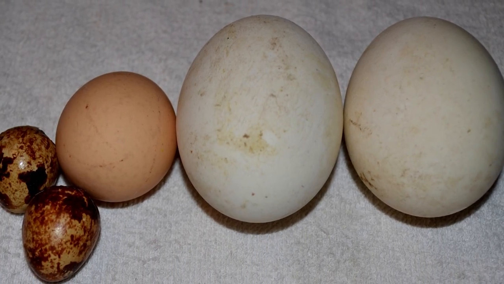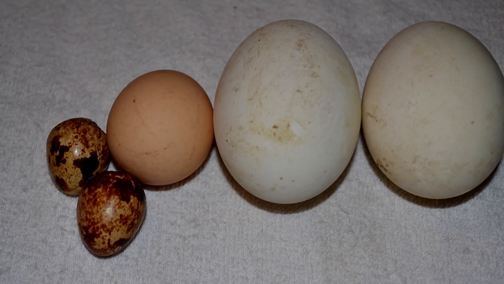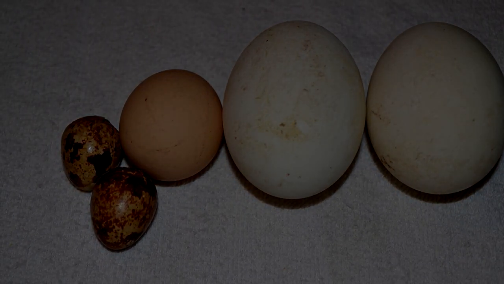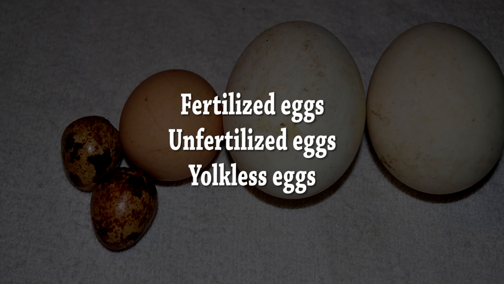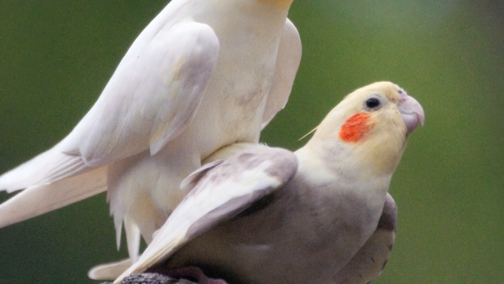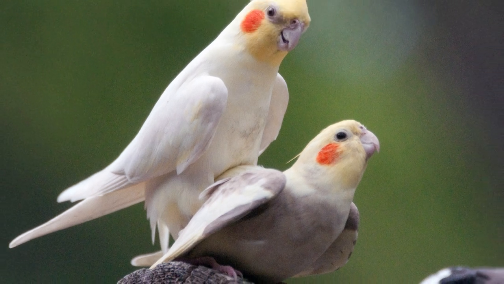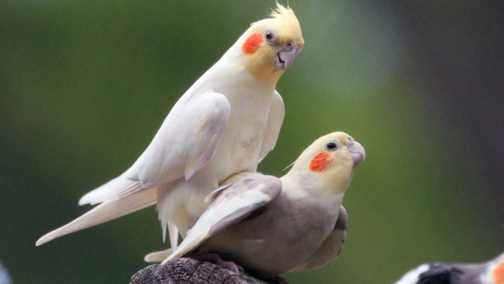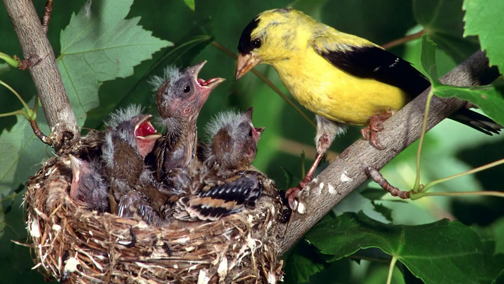Hence, there are three types of eggs laid by the birds, namely fertilized eggs, unfertilized eggs, and yolkless eggs. Fertilized eggs are formed when mating takes place, that is, when the male deposits the sperms into the female genital tract and the ovum is fertilized. The eggs thus formed on incubation will hatch to produce chicks.